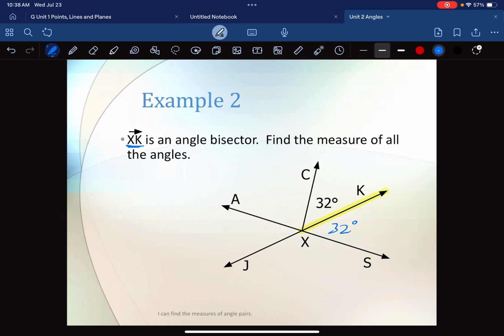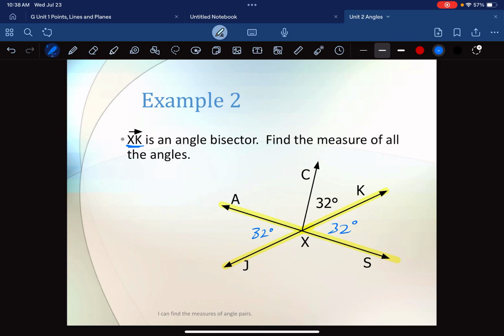Okay. Well, now I know that there's a vertical pair of angles in this drawing. Here's that big capital X. So if the right half is 32, the left half is 32 as well.